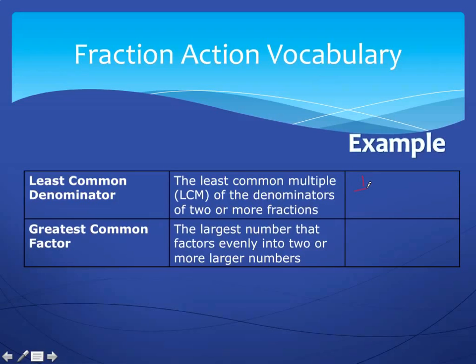Specifically, you're going to use this when you're adding or subtracting fractions. So if we had a question like 1/2 plus 3/8, I would need to find a common denominator, and we're going to show you how to do that. Since the denominators are not the same when I'm adding, I have to rename my fractions so they are the same. We'll show you an example of that in just a second. And the last term that you need to know for this lesson is greatest common factor. This is the largest number that factors evenly into 2 or more larger numbers. These are some terms that you're going to need to know as you move through this unit.